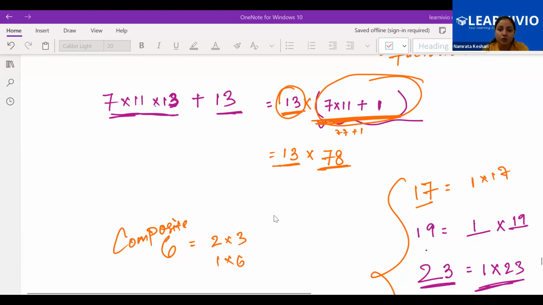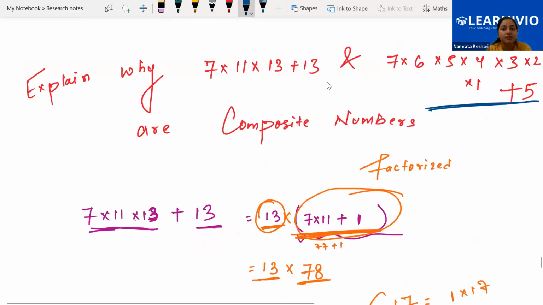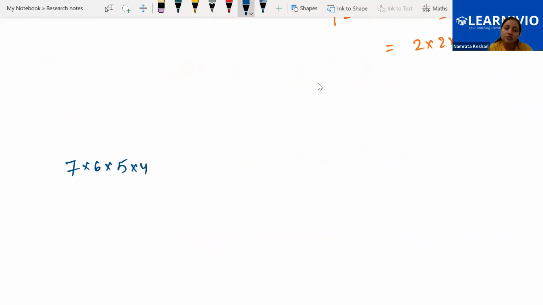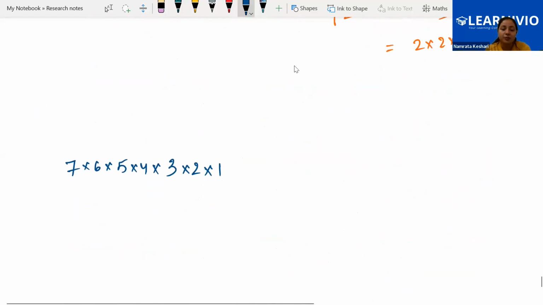Similarly, can we show the other number which is given in the question? Can we say that it is a composite number or a prime number? Explain why the given number is a composite number. So yes, it is a composite number, and we have to explain why. The other number which we have is 7 into 6 into 5 into 4 into 3 into 2 into 1, plus 5. Let me write it over here. What can be done here?